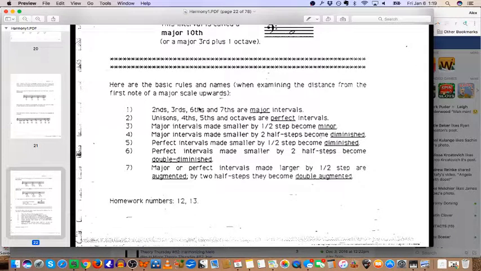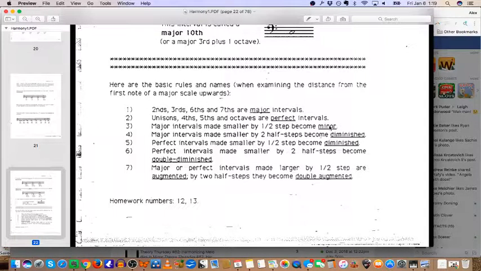Seconds, thirds, sixths, and sevenths are all major intervals. Unisons, fourths, fifths, and octaves are perfect intervals. So yes, you need to memorize what those are. Major intervals made smaller by a half step become minor. Major intervals made smaller by 2 half steps become diminished.